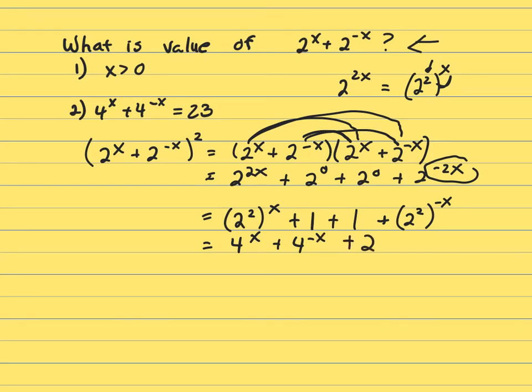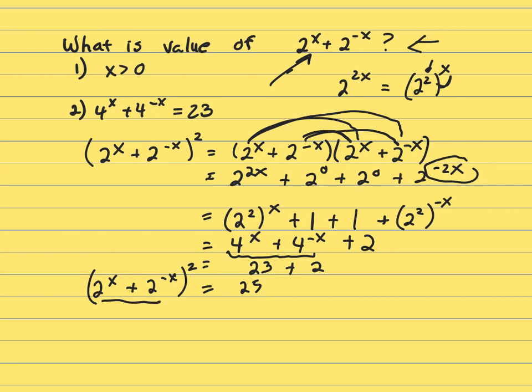All right, so now what? I know another name for 4 to the x plus 4 to the negative x is 23. So 23 plus 2 is 25. And this, of course, is equal to (2 to the x plus 2 to the negative x) squared. We're trying to find that, which is inside your parentheses.